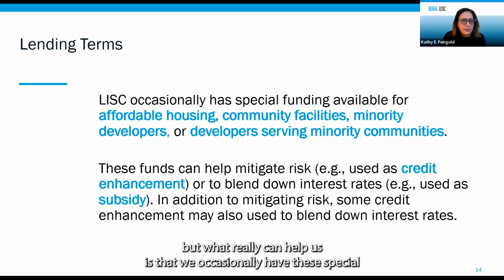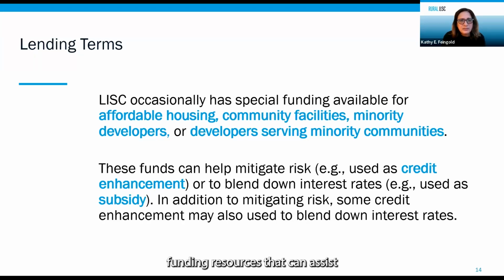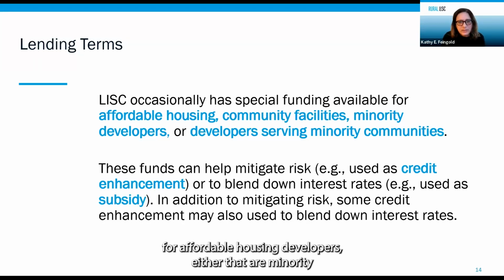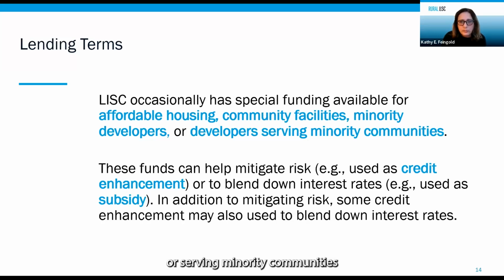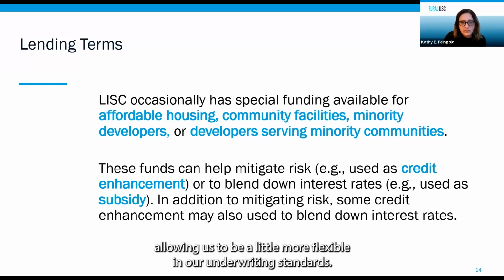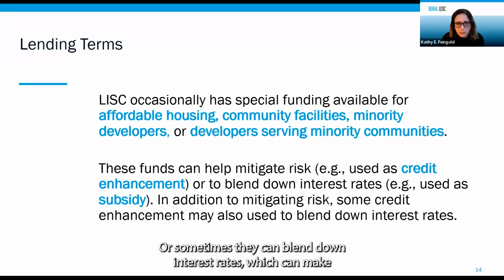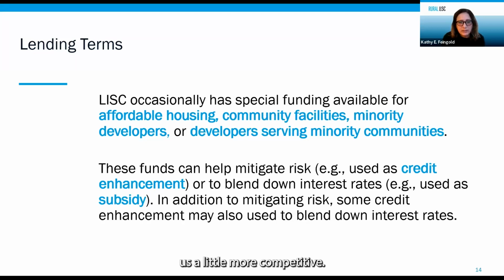But what really can help us is that we occasionally have special funding resources that can assist for affordable housing, developers that are minority or serving minority communities, as well as community facilities. These funds can either serve as credit enhancement, where they can mitigate risk, allowing us to be a little more flexible in our underwriting standards, or sometimes they can blend down interest rates, which can make us a little more competitive. So next slide, please.